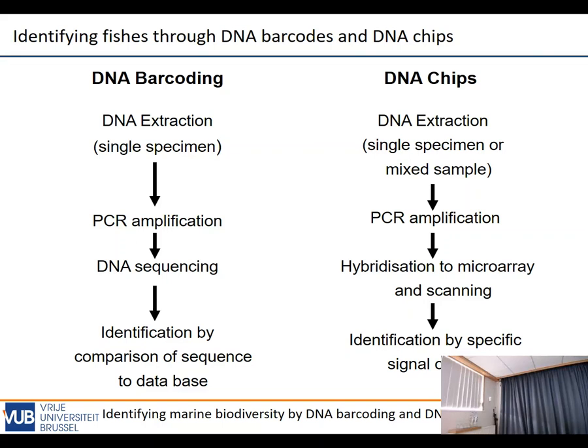In DNA chips, it works a bit different. You also need, first of all, this database with reference organisms and their sequences. Then you design the probes, you put them on the array, and when you want to identify specimens, you also make a DNA extraction, again, of single specimens, but you could also take mixed samples. Make a PCR amplification. This is still necessary to attach the fluorescent dye. And then you hybridize it to the microarray, you scan it, you read out the signal, and then you can see at which spot, at which probe, the PCR product has hybridized, and then you can identify the species.